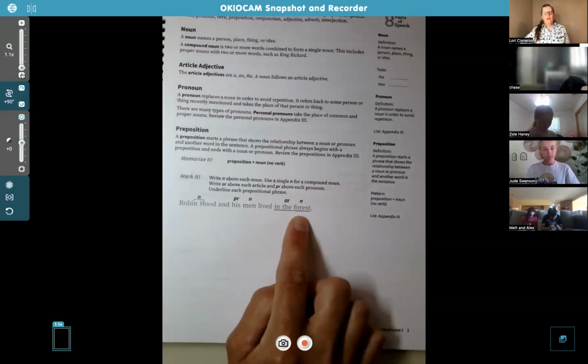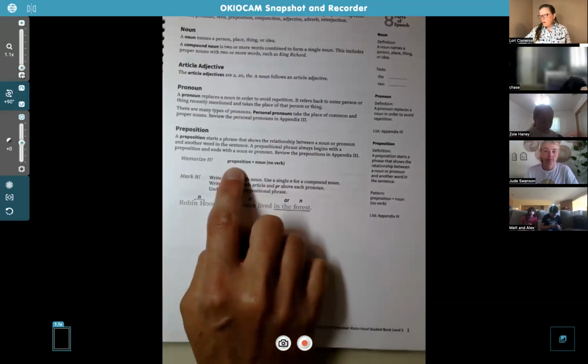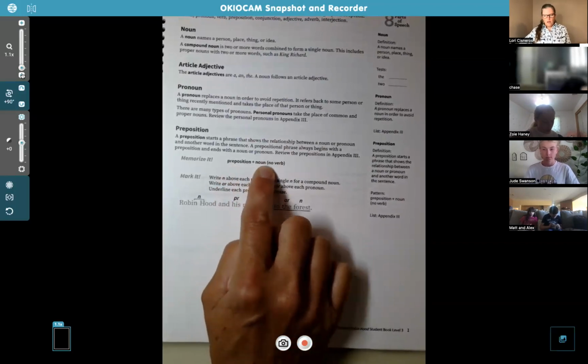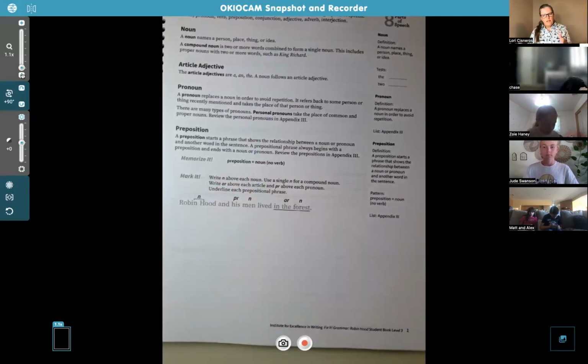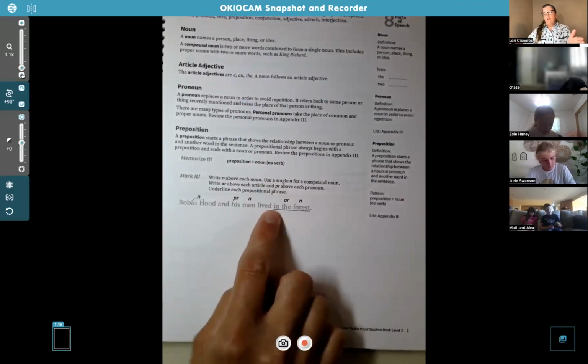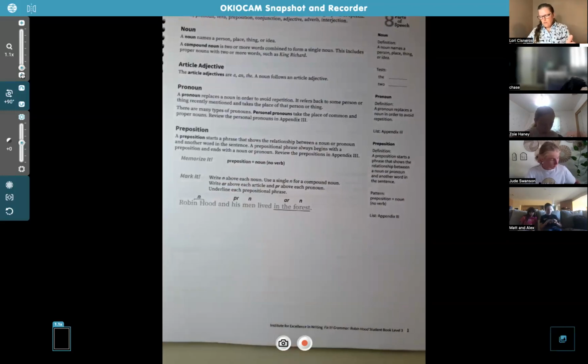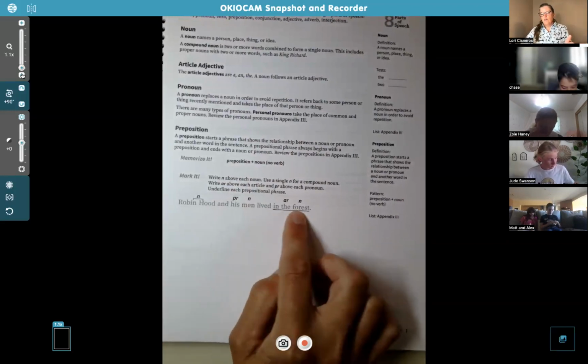In the forest. Now, here's the other thing about prepositional phrases, because remember, preposition plus noun, it always ends on a noun. It always starts with a preposition like in, and it always ends on a noun. That's how you know the phrase.